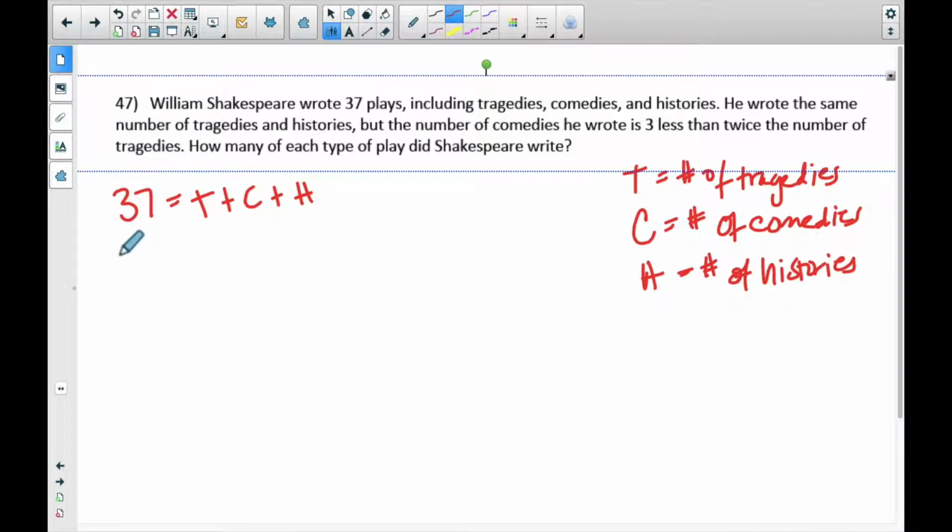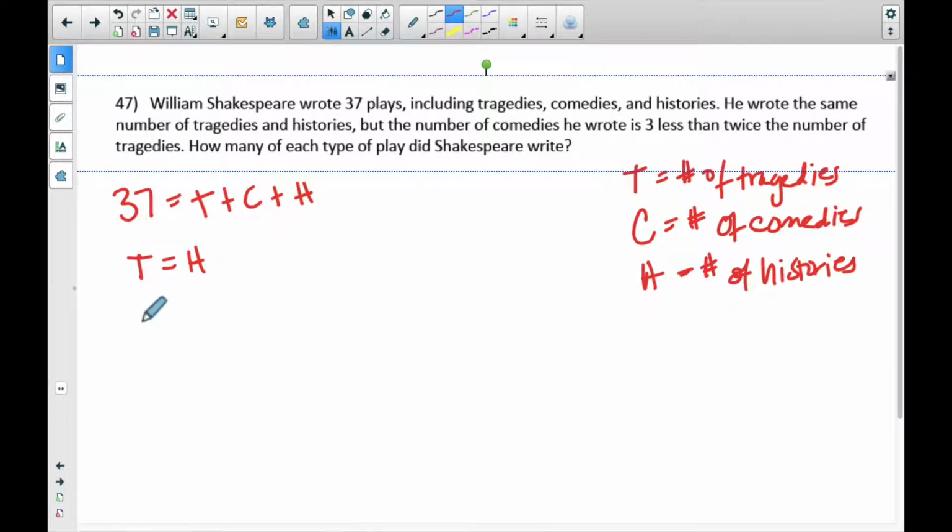And so it's actually starting out exactly like the football problem. 37 is equal to T plus C plus H. That's all of them all together, so that's this first sentence. He wrote 37 plays, including tragedies, comedies, and histories. That's my equation for that sentence. The next sentence, he wrote the same number of tragedies and histories. So T is equal to H.